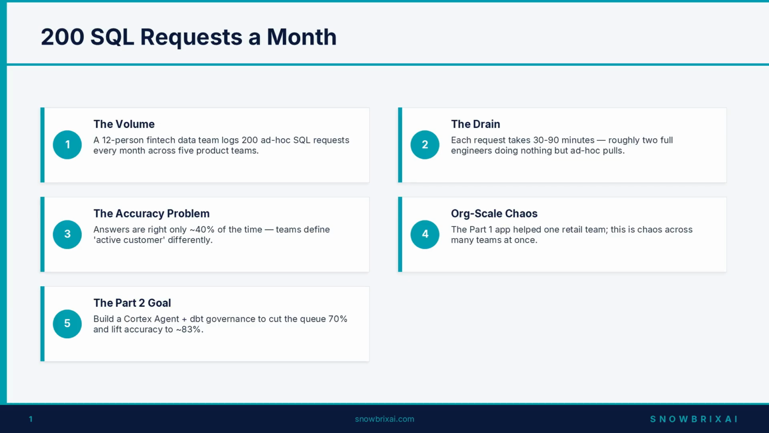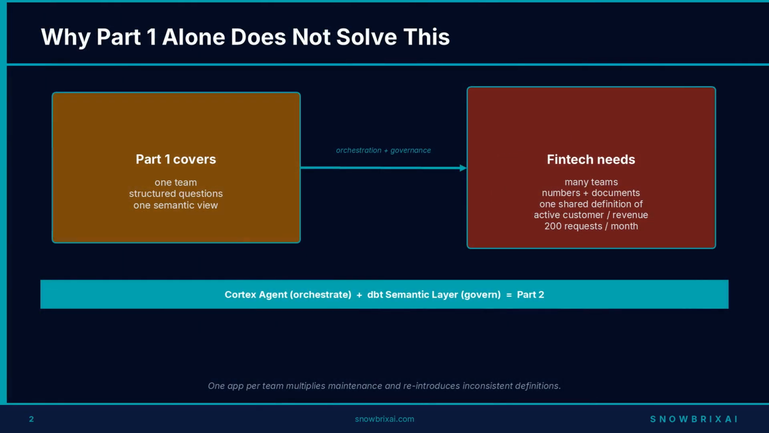And here is the part that stings. The answers are right only about 40% of the time because every team defines active customer its own way. Part 1 fixed this for one retail team. This is org scale chaos. Part 2 cuts the queue 70% and lifts accuracy toward 83. Look at the gap on the left.